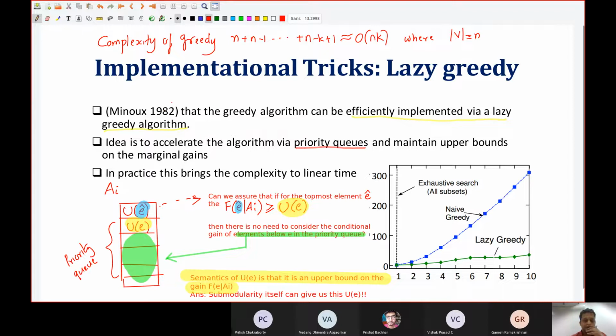That's a good question. U of E we have to calculate, so there's a little bit more work you need to do. You have to keep updating. When will you update? If I pick E hat, then I'll certainly have to update its upper bound. The topmost element I pick, I have to update its upper bound. Do I have to update all the elements? You don't have to update all the time because the upper bound is being maintained. But in case it happens that the next element's U of E is greater than the gain of E hat given Ai, then I have to do some more work.